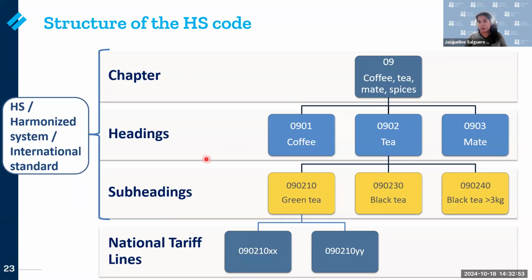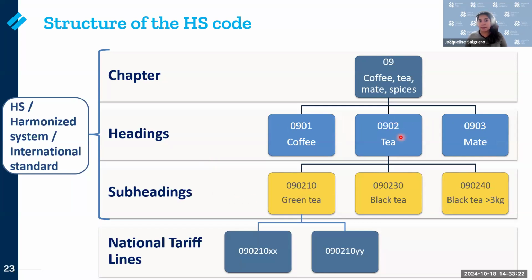Then the heading will refer to the 4 digits, so we disaggregate this big group further. 0901 refers to coffee, 0902 refers to tea, and 0903 refers to mate. And then the 6 digits, which is the subheading, is the one that we use for market analysis purposes. It is the most disaggregated level if I want to compare one country to another, and that's the one that we will be using in our example.